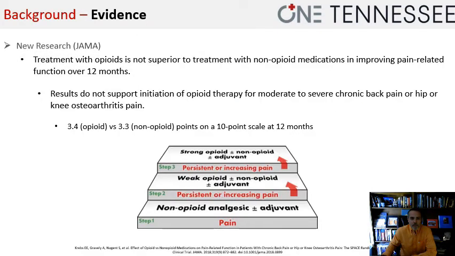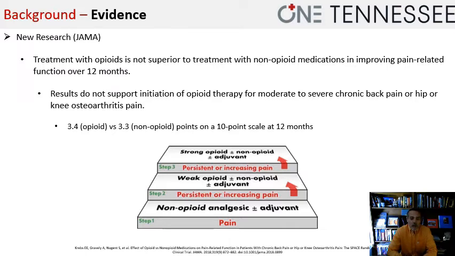So what does the actual evidence say? A recent article in the Journal of the American Medical Association showed that when it came to severe chronic back pain or hip or knee osteoarthritis pain, narcotics like opioids specifically were no better clinically than non-opioid choices. When they looked at it on a pain scale from 1 to 10, there was a rating of 3.4 for opioids versus 3.3 for non-opioids, which was non-clinically significant.